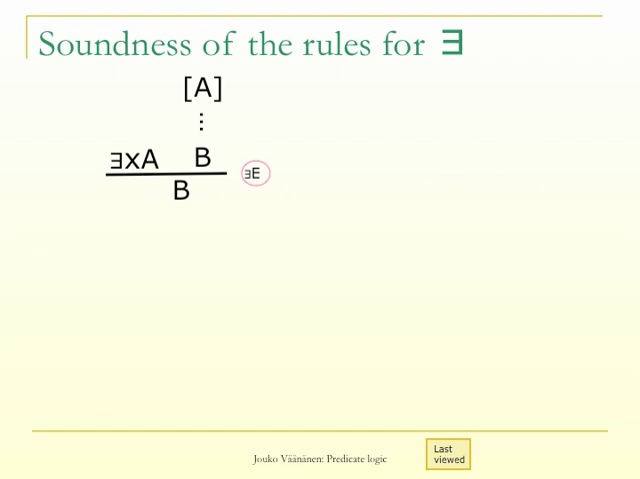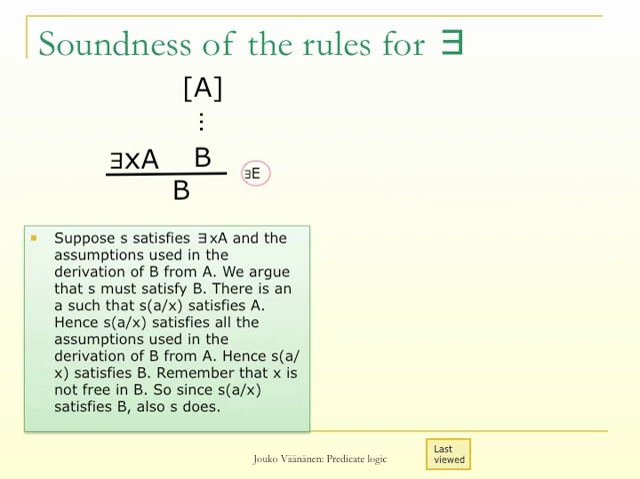Now the soundness of the existential quantifier elimination rule. The variable x should not occur free neither in B nor in any uneliminated assumption in the deduction of B, except perhaps in A. And of course, in a typical application, A does contain x free. Suppose S is an assignment that satisfies in M the assumptions B1 to Bn. Suppose S satisfies there exists x A and the uneliminated temporary assumptions used in the derivation of B from A.